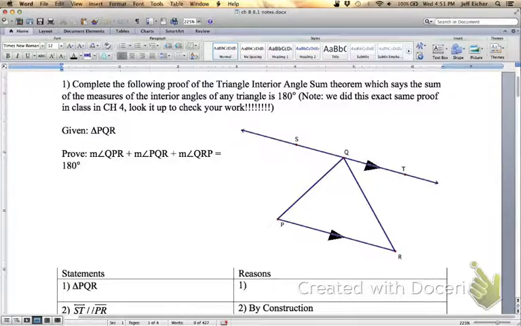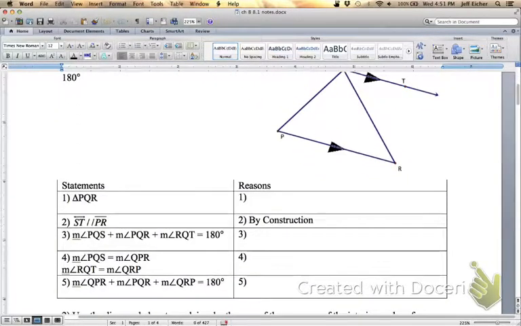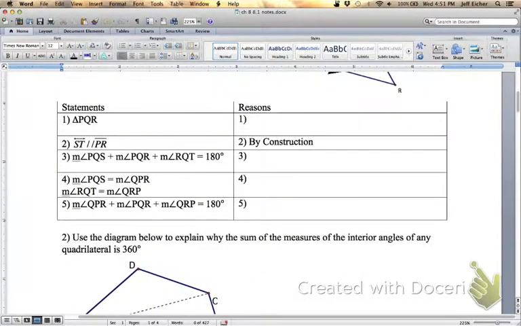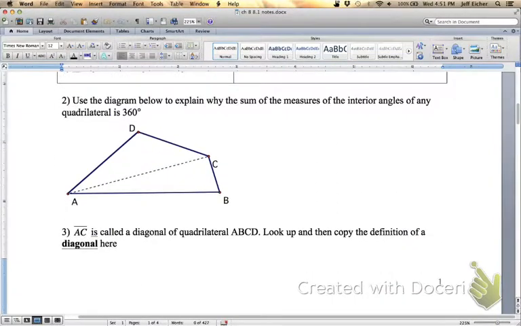On this first page, I wanted you to prove why the interior angles of a triangle add up to 180. Hope you remember how to do that. I'm not going to explicitly cover that right now. This diagram is very important for you to understand.